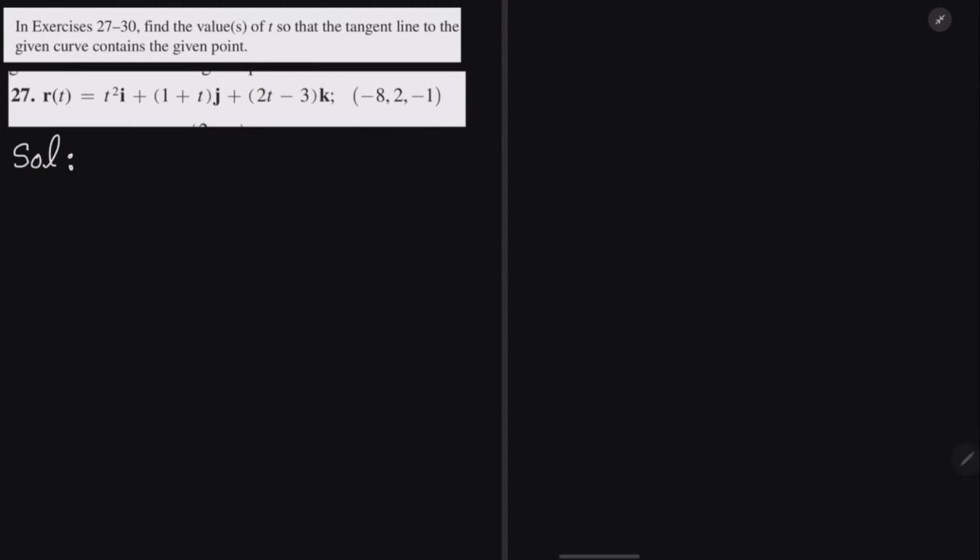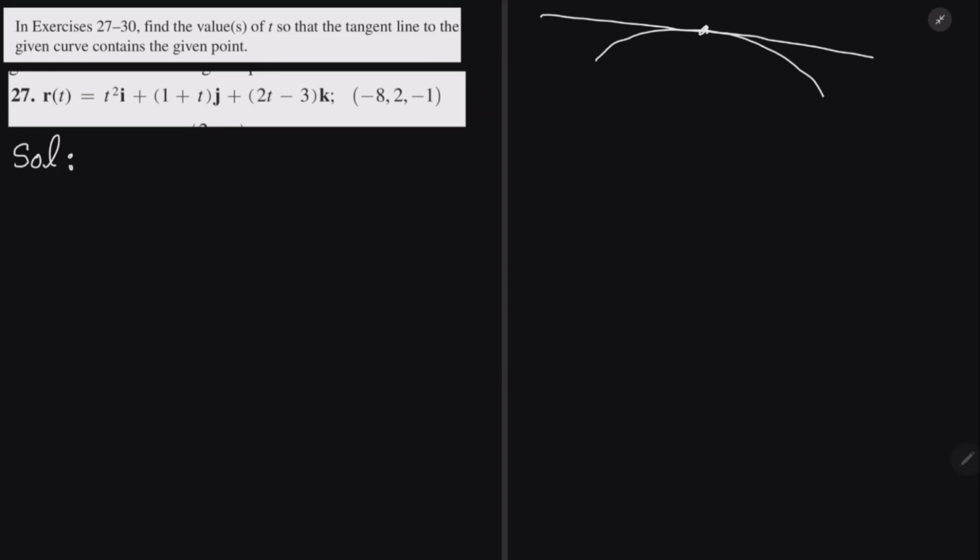Now 27 to 30 are a bit technical, different questions. It says that if we have a curve, for example, and there is a line, it says that there is a line.